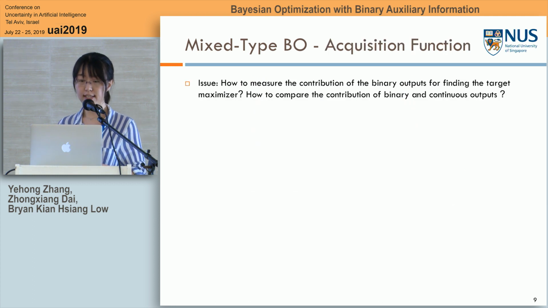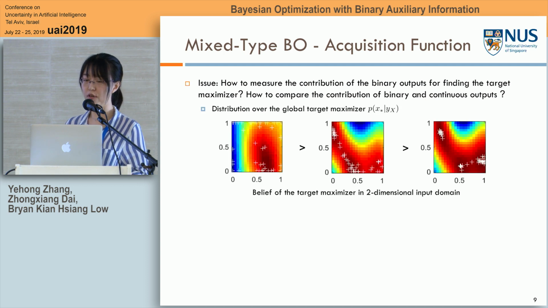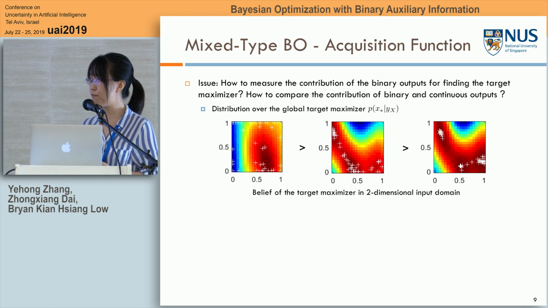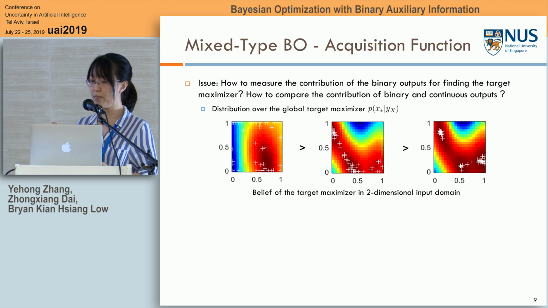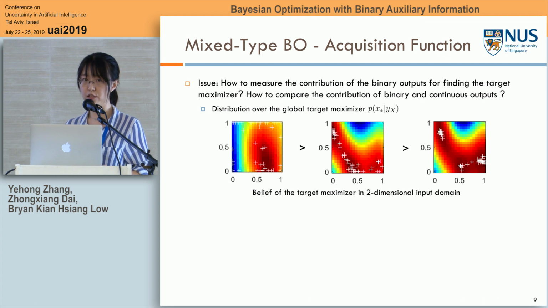Okay, the next step is to find an acquisition function for the mixed type BO. To answer these two questions, we define a distribution over the target maximizer. Here are three examples of the belief of this target maximizer. We can see that from left to right, the samples of the target maximizer become more and more concentrated, and also more accurate. So intuitively, if we want to find a more accurate target maximizer, we can consider reducing the uncertainty of the distribution.